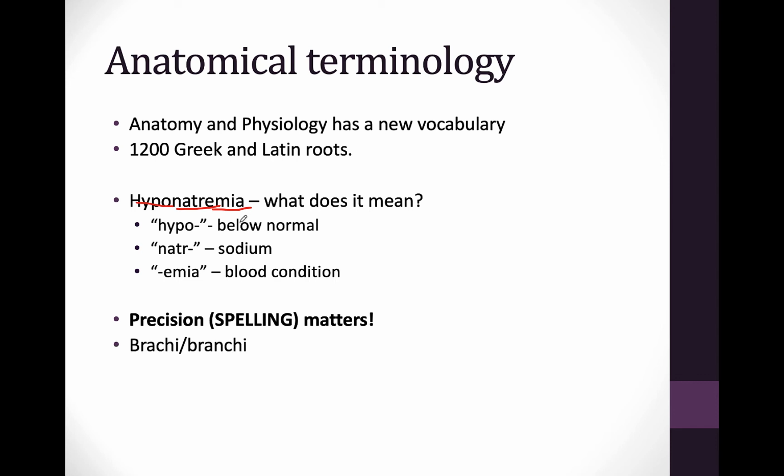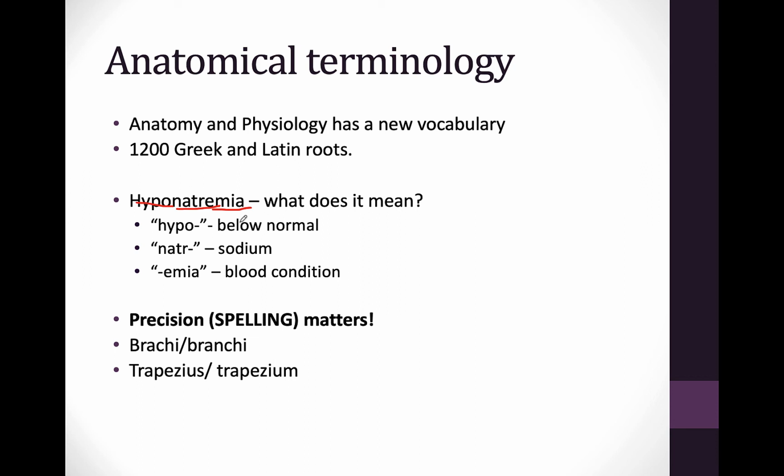Another important aspect to this class is that spelling matters, right? So look at these words, brachy and branchi. The only difference between these two words is a single N, but it makes a huge difference in the meaning. So brachy means arm. So if I'm talking about your brachius, I'm talking about an arm. Branchi means lung. So by misspelling the word just a little and adding that N, I change what I'm talking about from an arm to a lung. That's a huge difference.